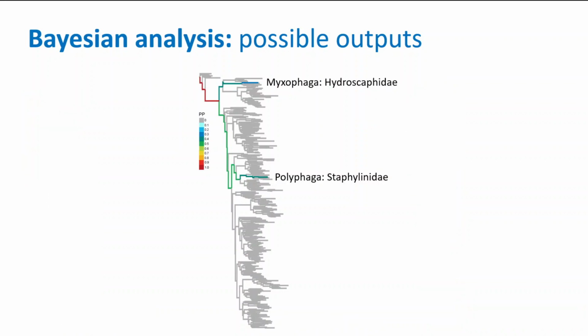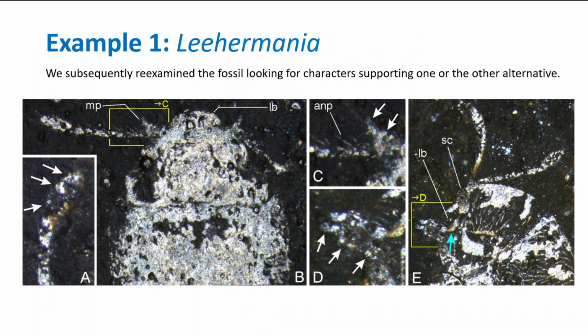We got these two alternative placements. One was in the Staphylinidae, which is the rove beetles, so it basically corresponded to the original idea of what this beetle is. But there was an alternative position, which was the small group of beetles called Mixophaga. The analysis has shown that it's most probably somewhere close to the modern family called Hydroscaphidae. So we used the result of this analysis and further explored which of these two placements can be more probable.